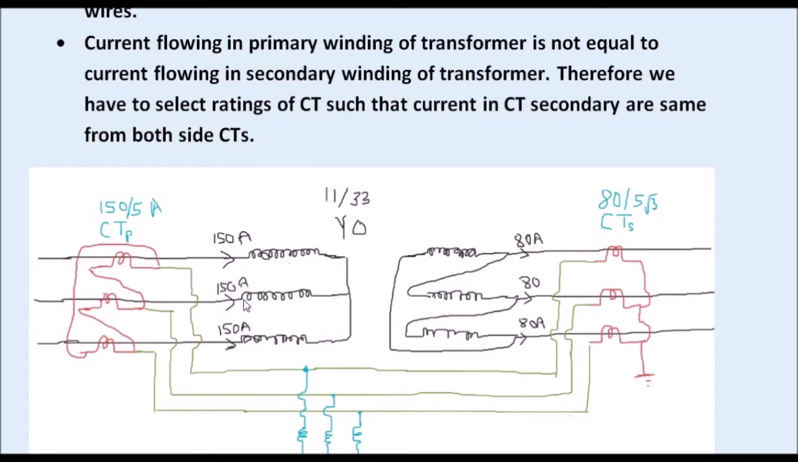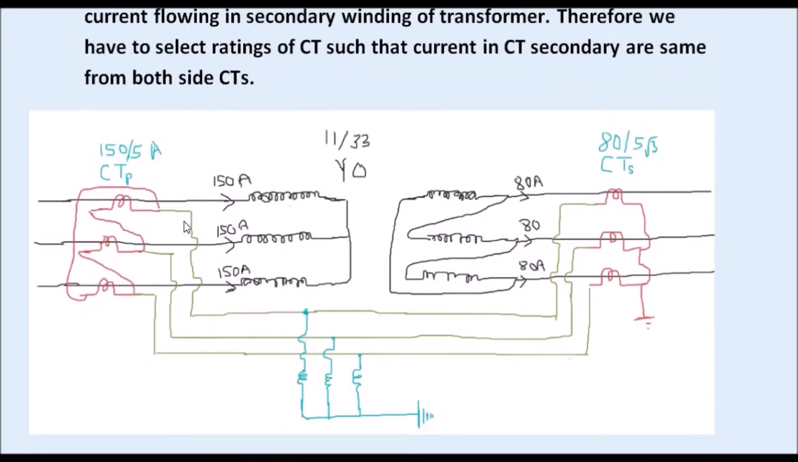Therefore, currents on primary side and currents on secondary side are different. So, if we select the CTs of primary side and CTs of secondary side of same CT ratio, then what happens? Under normal operating conditions also, the currents in the pilots are different, and therefore a differential current flows under normal operating condition, and relay will operate for normal conditions also.